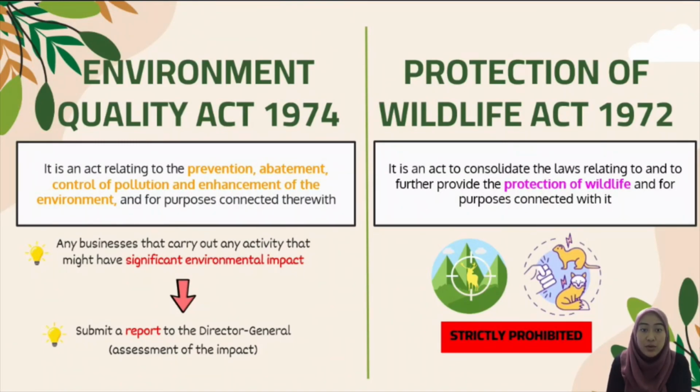The second one is the Protection of Wildlife Act 1972. It is an act to consolidate the laws relating to and to further provide the protection of wildlife and for purposes connected with it. It means these policies are designed to curb the illegal trade in wildlife and the derivative parts. Actions such as hunting and harming wild animals are strictly prohibited. Thus, any businesses that violate this law should be subject to disciplinary action by the authorities.